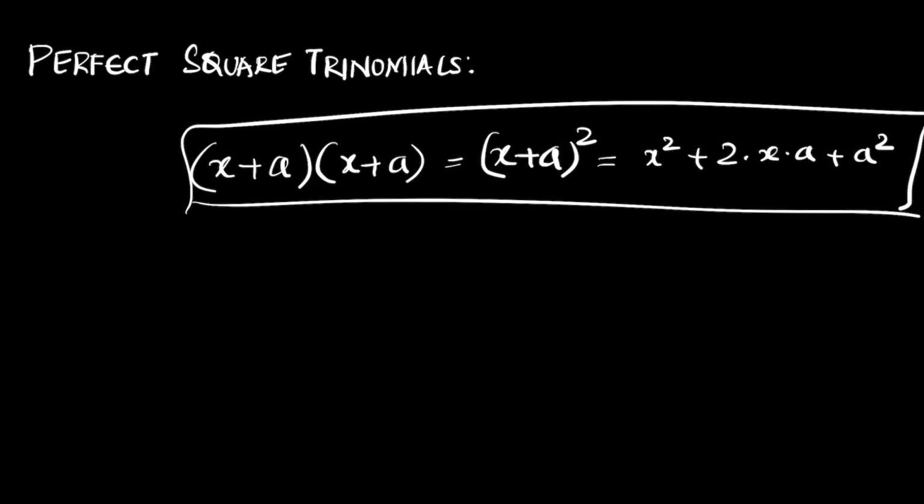If you want to, you can try the following problem. You can do two formulas here. This is x plus a. x minus a, squared, is x square minus 2 times x times a plus a square.